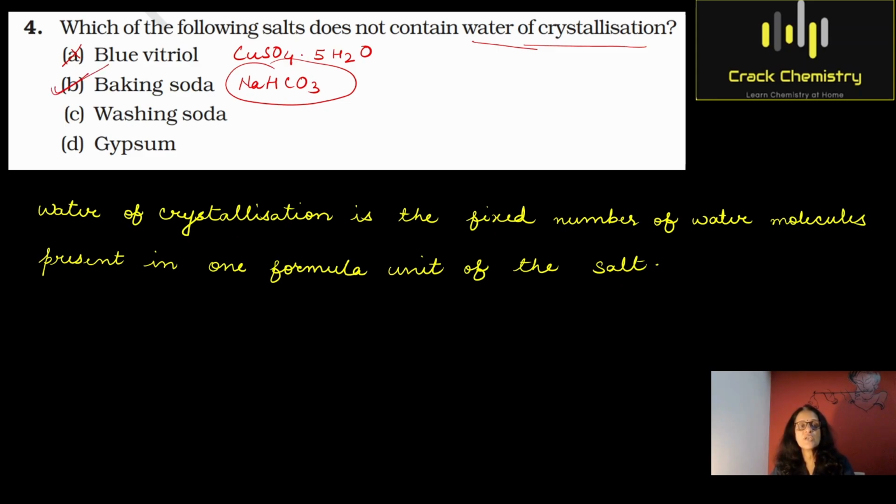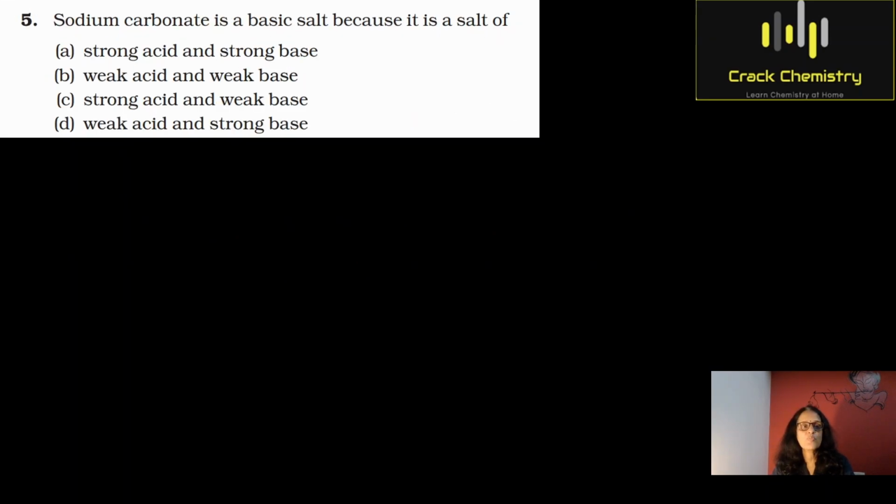We can consider the remaining options also. Option C is washing soda. Students, washing soda is sodium carbonate decahydrate. Deca means 10, so its formula is Na2CO3.10H2O. It means option C is also a wrong option. Now we will see option D. Option D is gypsum. Students, gypsum is calcium sulfate dihydrate. Its formula is CaSO4.2H2O. So our correct option is baking soda, whose formula is NaHCO3 and it has no water of crystallization. Next is exemplar problem fifth.